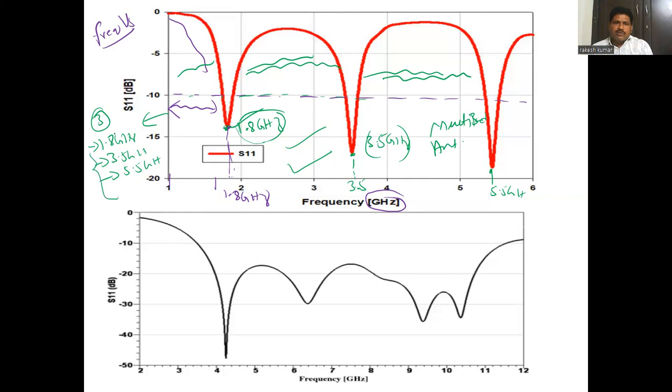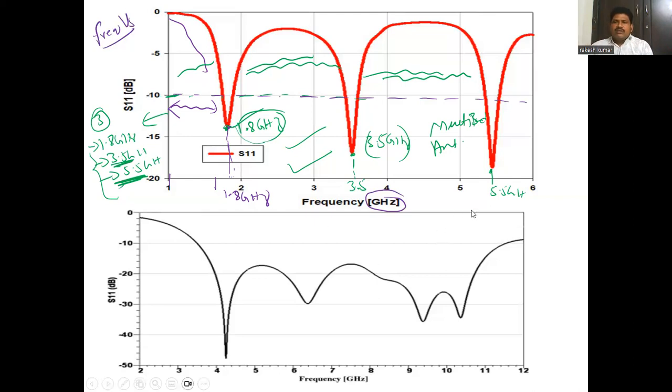For example, if you observe here, 3.5 gigahertz, what is the application? 3.5 gigahertz means Wi-Fi application. What is this 5.5 gigahertz? 5.5 gigahertz is nothing but WiMAX application. So a single antenna is operating at 3 different frequencies. So the threshold you want to consider is minus 10.